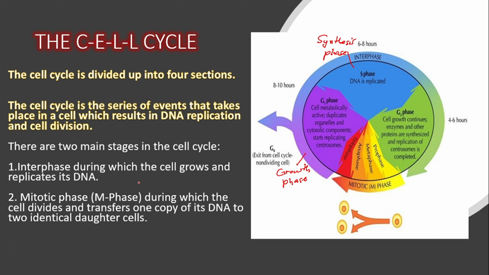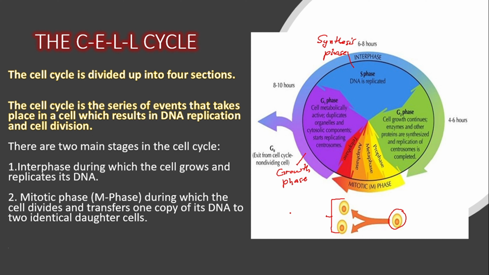Okay, so the mitotic phase, during which the cell divides and transfers one copy of the DNA to 2 identical daughter cells. Okay, so daughter cells are basically the result of a cell having completed its cycle. Okay, so here's a nice diagram explaining that, right? So here we have one cell, then the cell is able to make 2 copies of itself. So these cells become daughter cells.